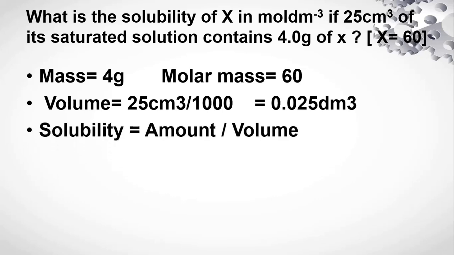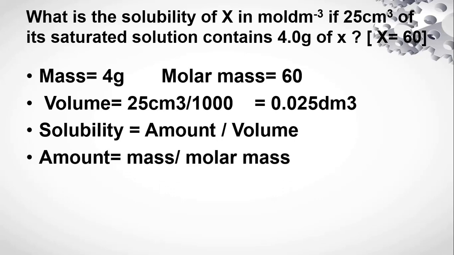Now, using the formula, solubility is equal to amount over volume. We need to know our amount because it is not given to us in the question, but we can get it. The formula is mass over molar mass. From the question, our mass is 4 divided by our molar mass, which is 60. It gives us 0.067 mole.